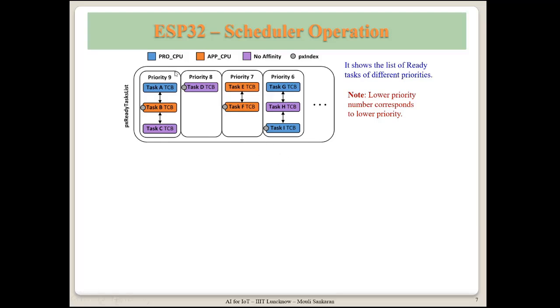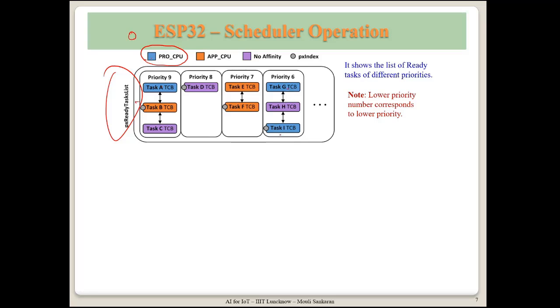So what is happening? Priority 9, priority 7, 7, 6, whatever. For each of the priorities, there are ready queues. They are all ready queues, as already mentioned. Now, what is the coloring? The coloring means that tasks of this color are pinned to the protocol core. The protocol core is what? Core 0, right? So the protocol core is core 0.